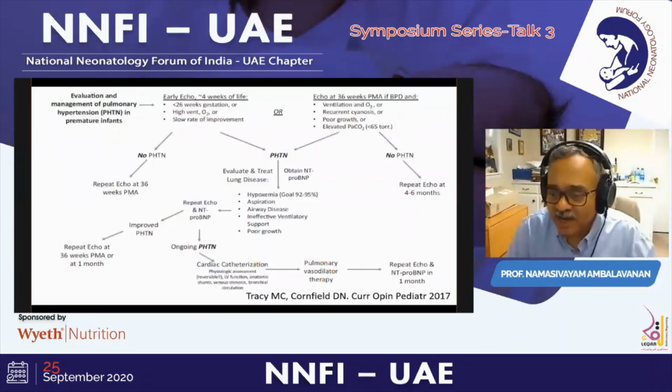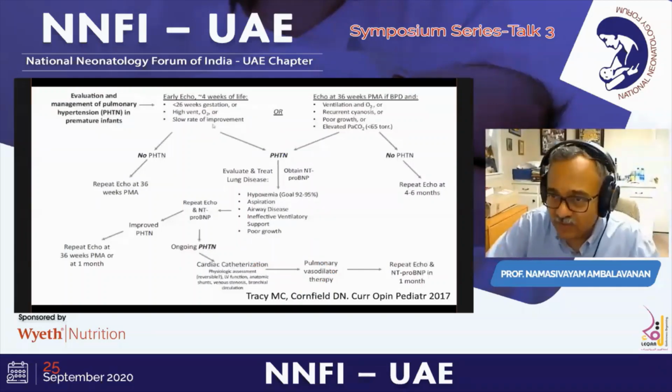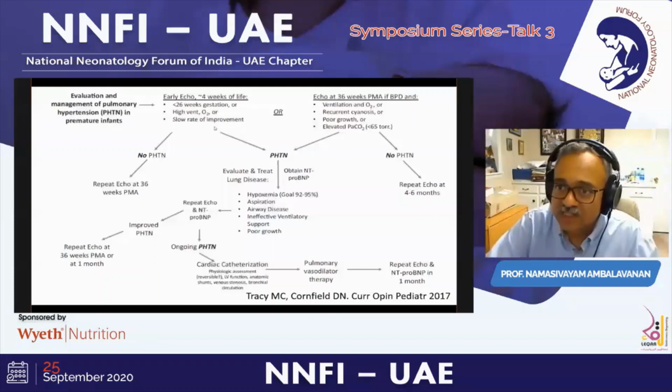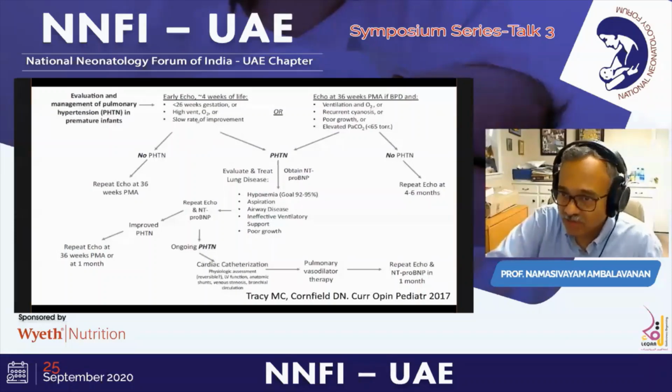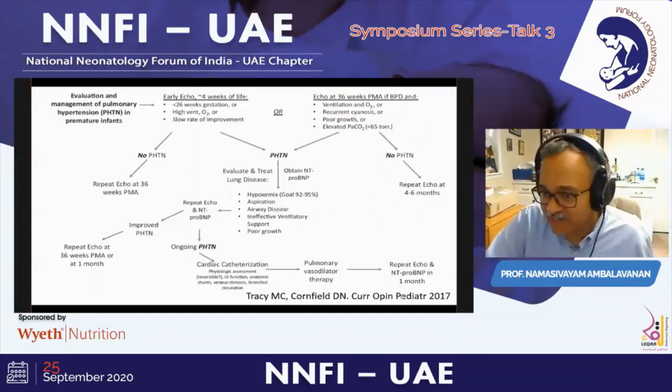And this is the algorithm developed by Tracy and Cornfield, again showing a potential way to manage these infants. That is, you could do an early echocardiogram if the infant is on high ventilator settings or on oxygen and not improving quickly, or at 36 weeks if they're still on a ventilator, with poor growth and elevated CO2. If they do have pulmonary hypertension, you've got to evaluate and treat lung disease, and you could follow it with echoes and BNP. And if you have ongoing pulmonary hypertension, then they would suggest a cardiac cath.